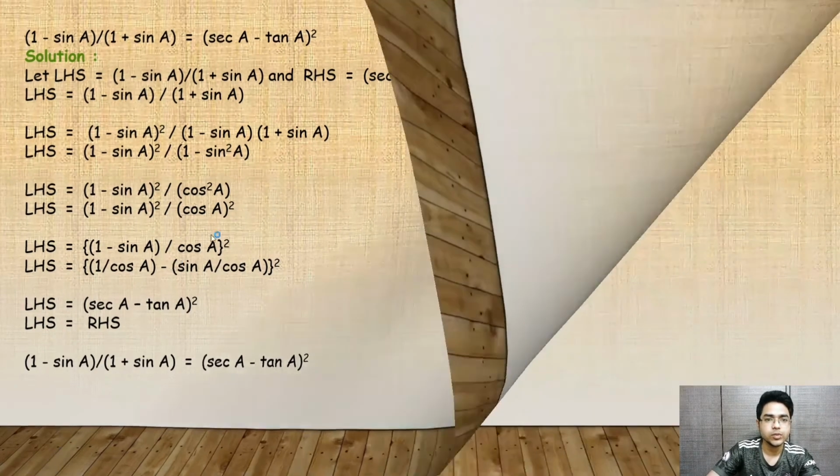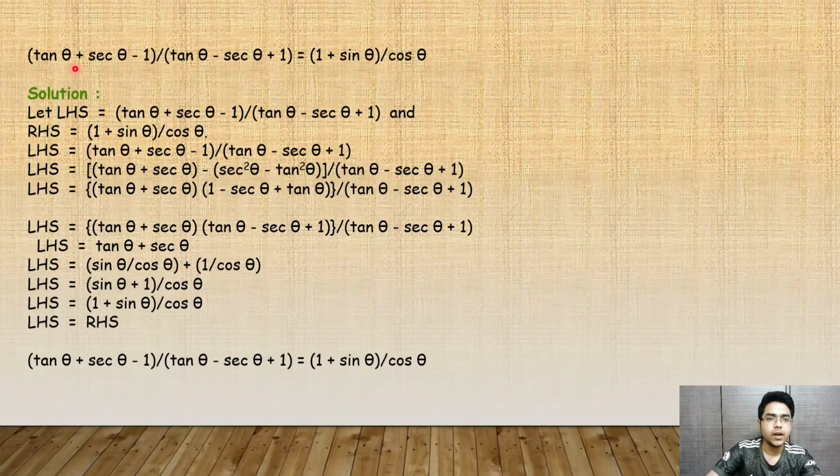Now turning to the next question. (Tan θ plus sec θ minus 1) divided by (tan θ minus sec θ plus 1) is equal to (1 plus sin θ) divided by cos θ. Now the solution will be, let us assume that LHS is equal to (tan θ plus sec θ minus 1) divided by (tan θ minus sec θ plus 1), and RHS is equal to (1 plus sin θ) divided by cos θ.